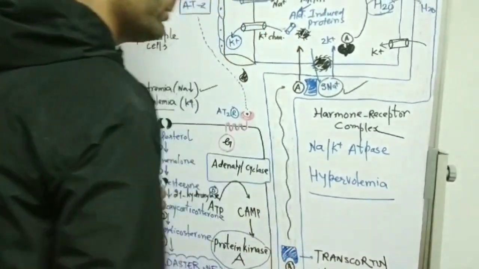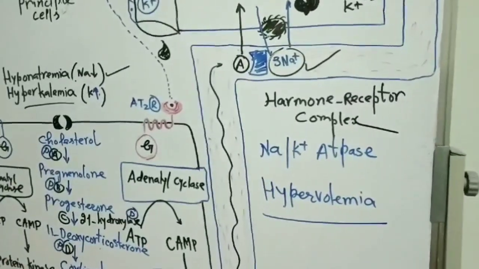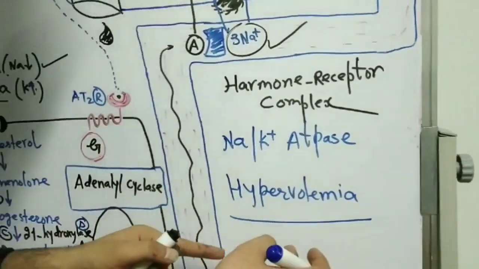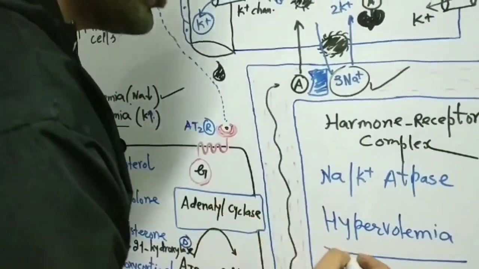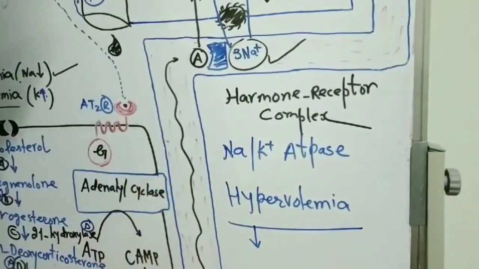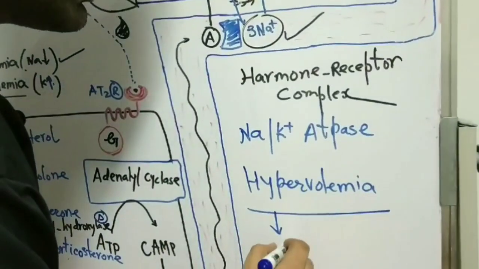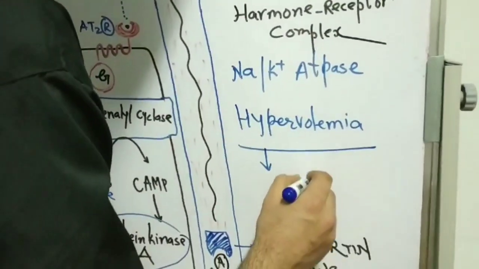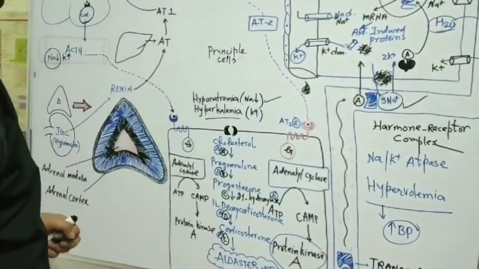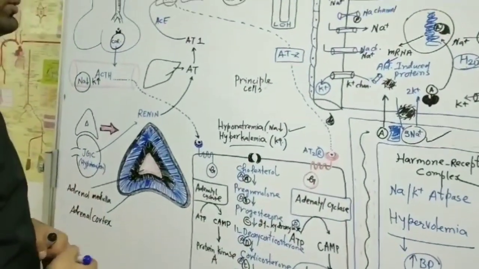What is the hypervolemia going to do? There was a hypotension. Due to hypervolemia, higher volume of blood, it will normalize the blood pressure. It will increase blood pressure. Now our blood pressure will be normal due to the aldosterone.